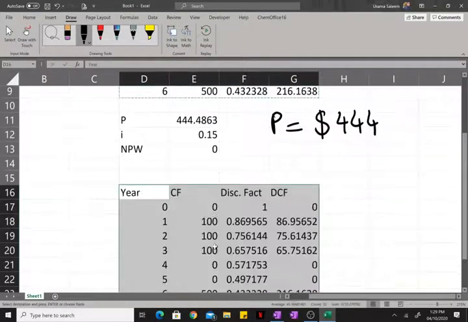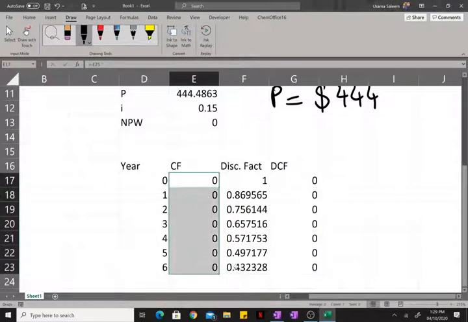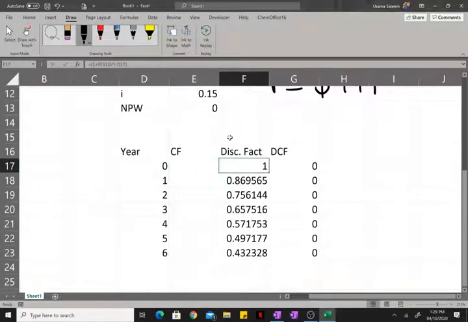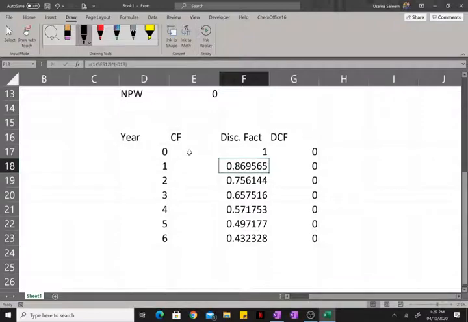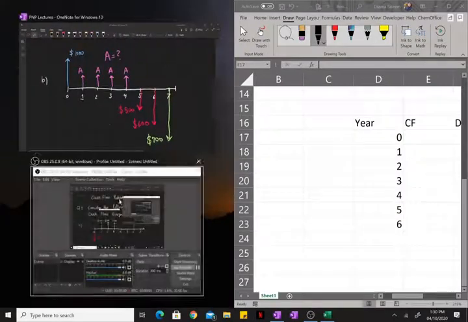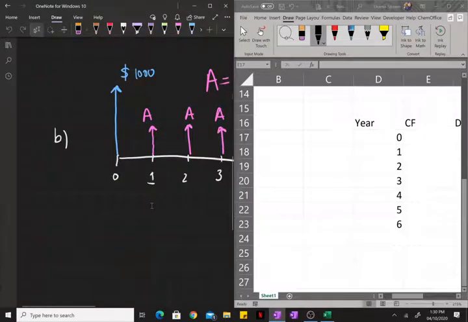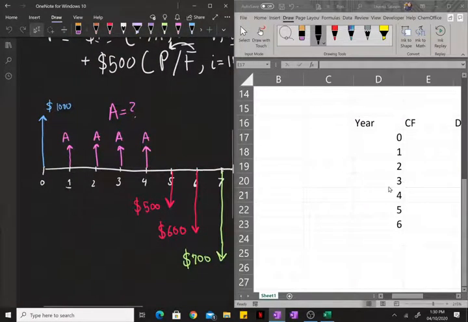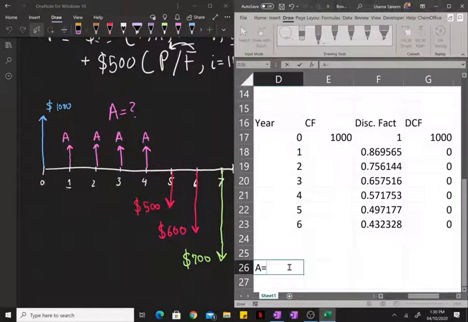So I'm just going to copy the structure, and obviously my cash flows I'll have to reinitialize. My discount factor should remain the same. Okay, my discount factor will remain the same. So let's see. We're looking at the second problem. Year 0, a positive cash flow of 1,000. Good. So A is the unknown that I'm solving for here.